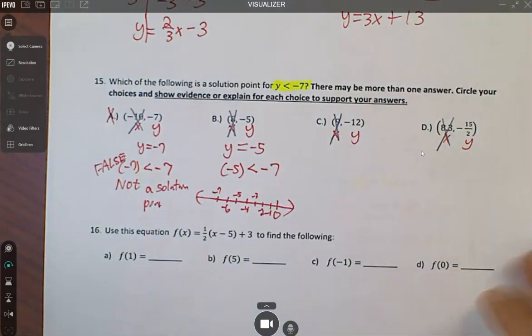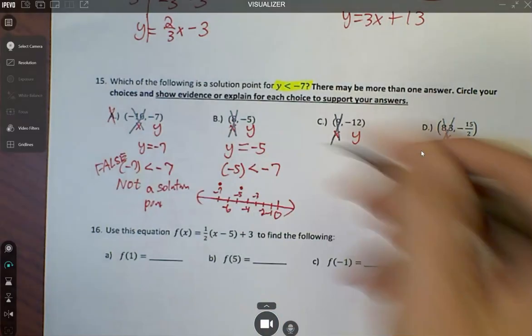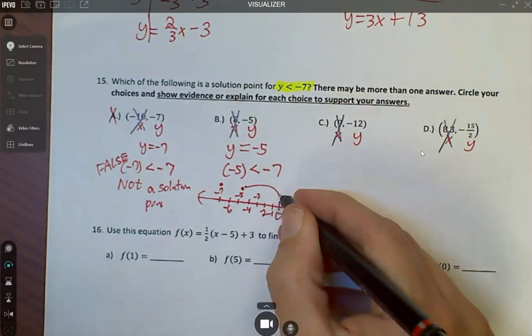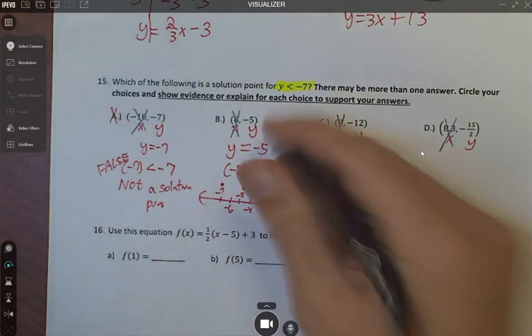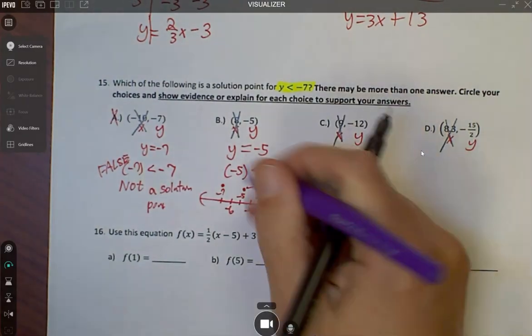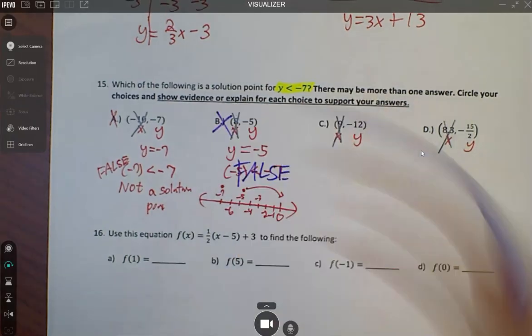Okay, so if I plot these on the number line, negative 5 is closer to good old 0. The closer you get to 0, the bigger it is. So this is yet another false statement. So that can't be a solution point.